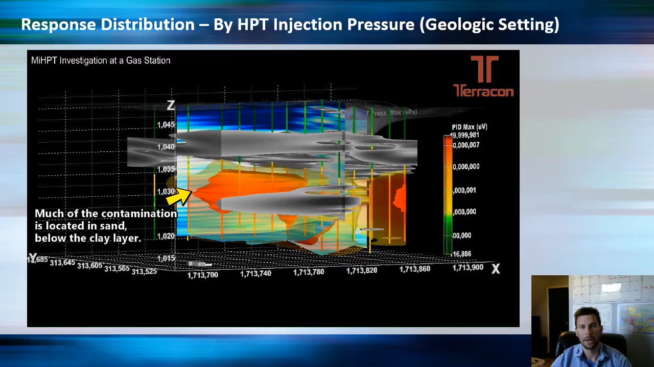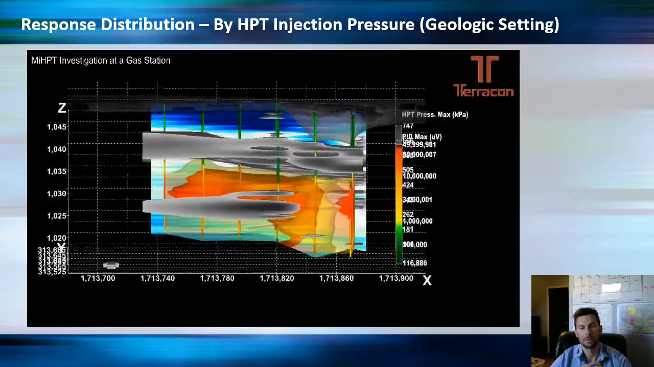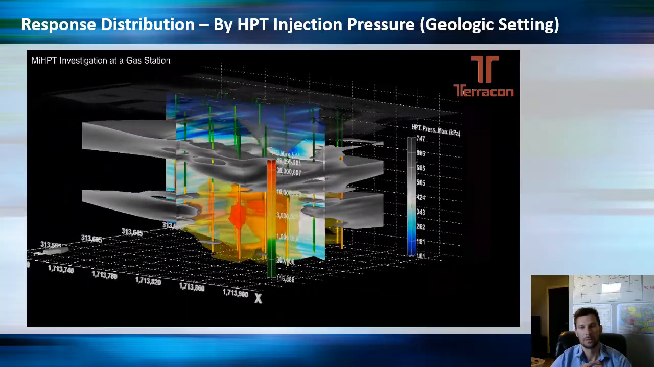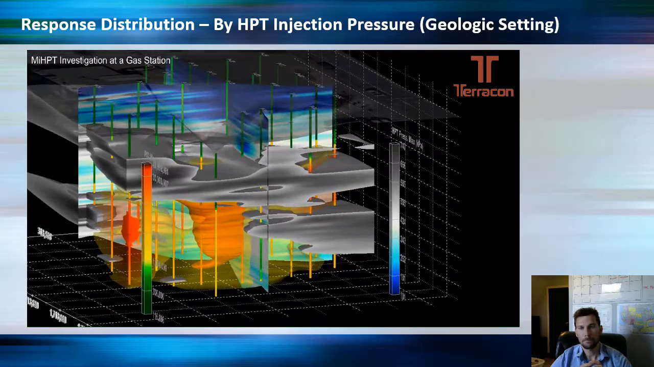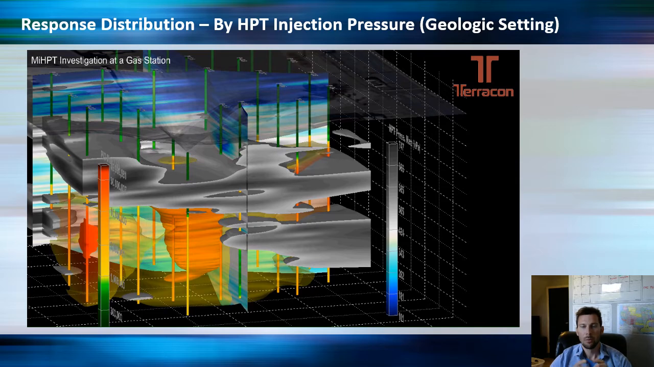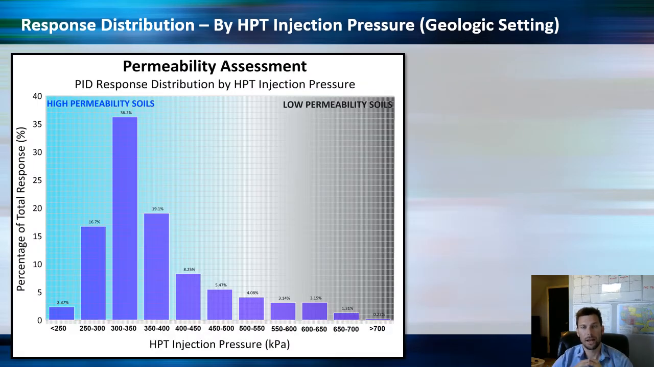We could see right away that much of that contamination is in that sandier zone below the clay, which is expected. This was at a gas station. If we rotate the model and zoom in here, we could see though that in that area, there's definitely some response in that clay unit. But maybe we want to know how much. It's clear that much of the contamination is in the sand, but how much contamination is in that clay? We could actually figure that out. We could just see what the distribution is by injection pressure.